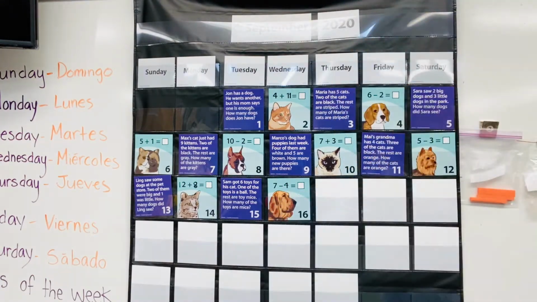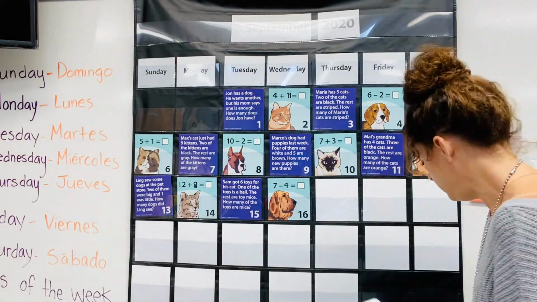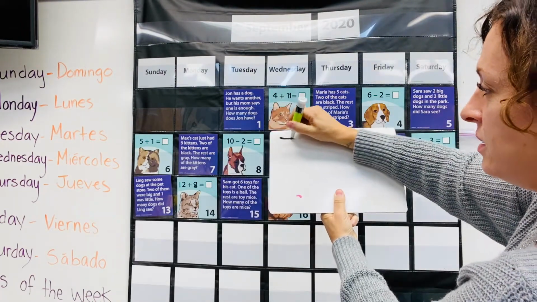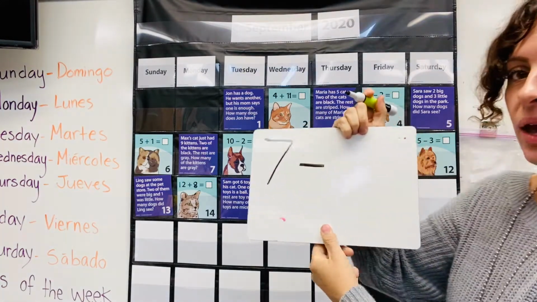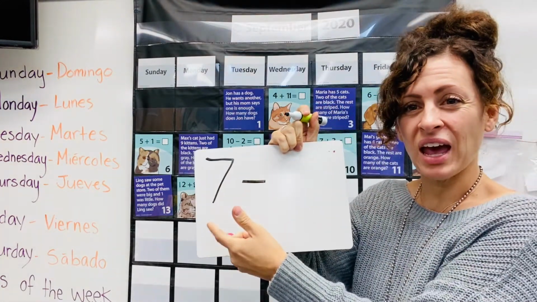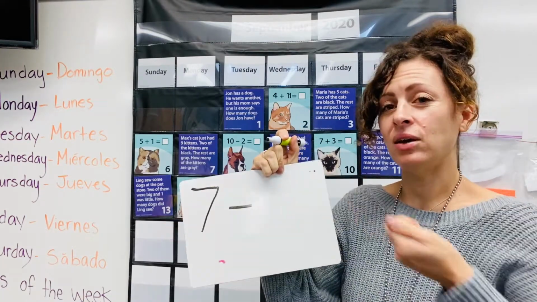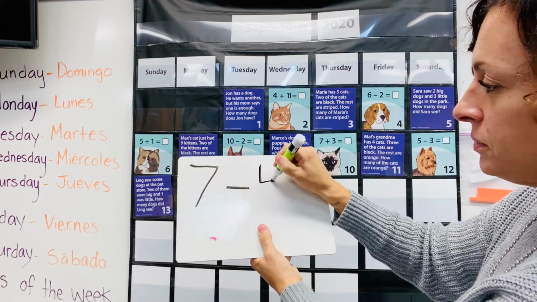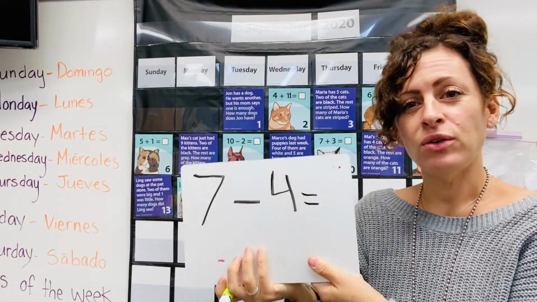7, let's see, Miss Coza's board. It is an equation. Here we go, we can write the equation. 7 take away. Take away means you have 7 of something and you're taking away something from it. We're not adding, we're taking away, subtraction. 7 take away 4 equals, 7 take away 4 equals.